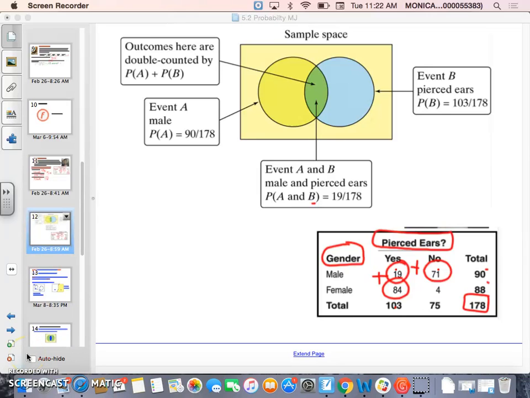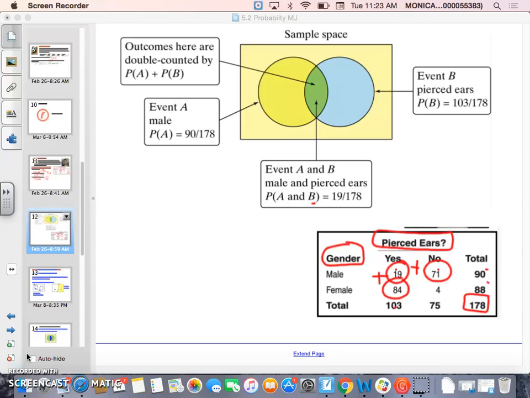So in the last video, we were talking about this example of pierced ears, and we made a two-way table to determine how many males you would expect to have pierced ears out of this class, and this is what we came up with. Well, another way to display our results is to use a Venn diagram, and these should be familiar to you.